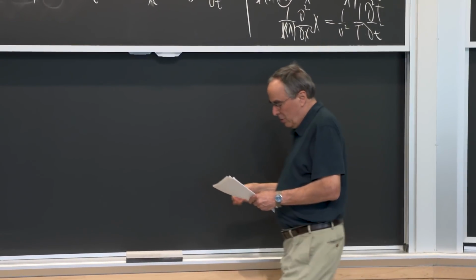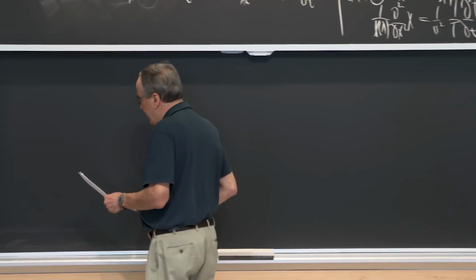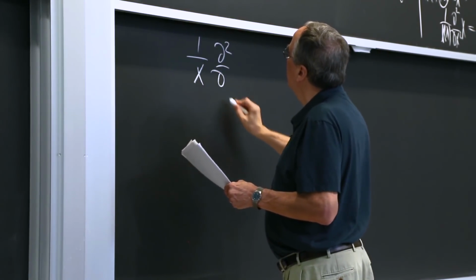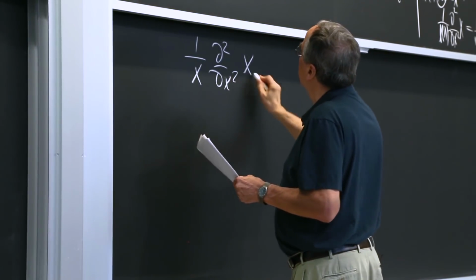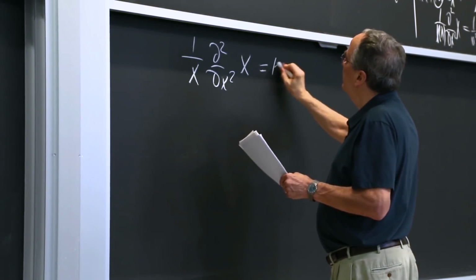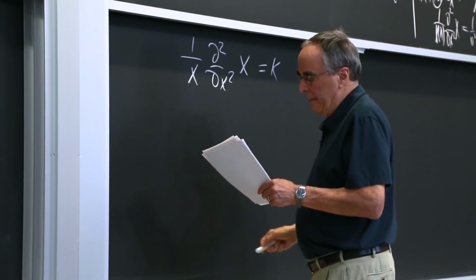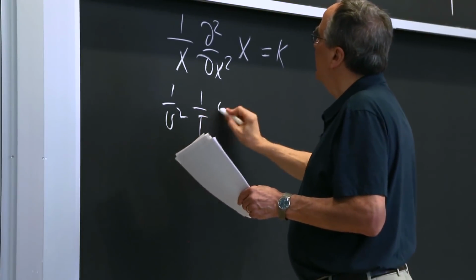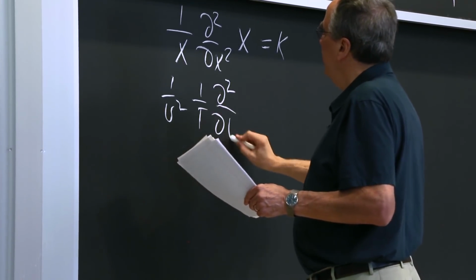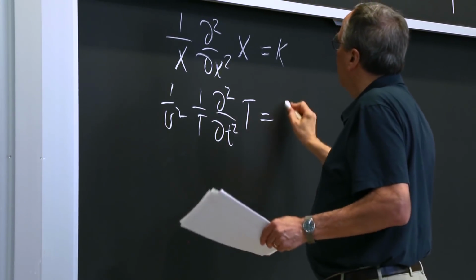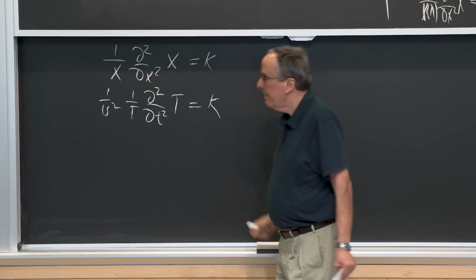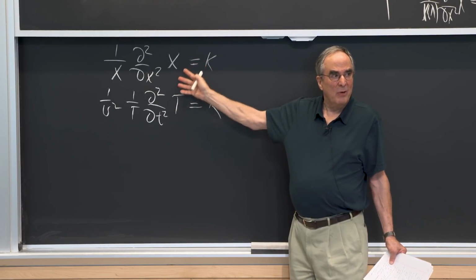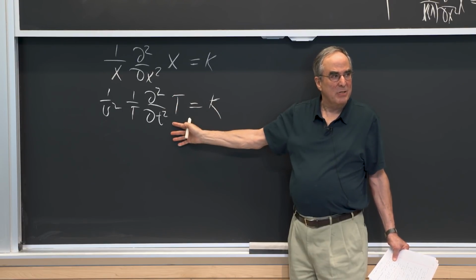So now we have two differential equations. We have 1 over X times the second derivative with respect to x of X is equal to a constant. And we have 1 over v squared, 1 over T, second derivative with respect to t of T is equal to k. So now we're on firmer ground. We know about solutions to this kind of equation.